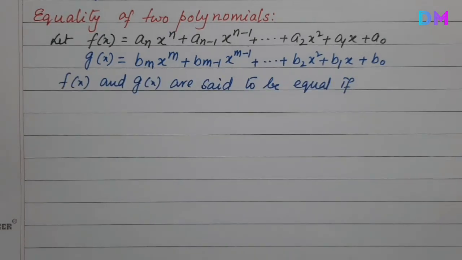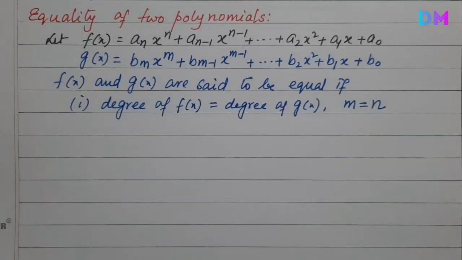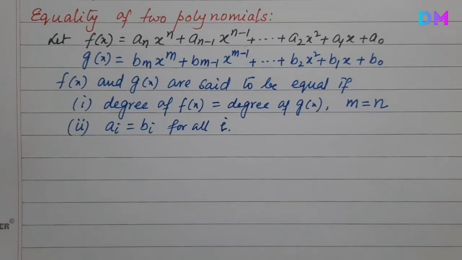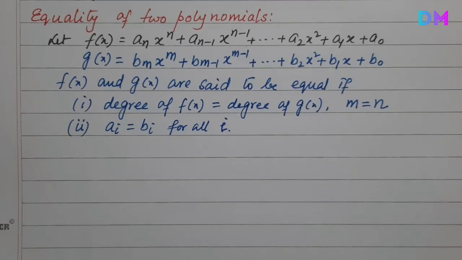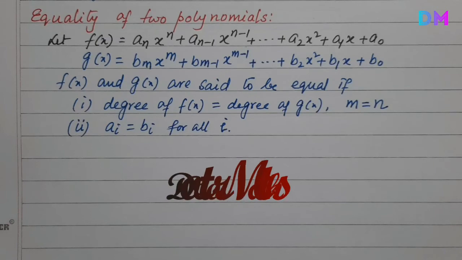Then f(x) and g(x) are said to be equal if, number 1, the degree of f(x) is equal to the degree of g(x), that is n equals m, and number 2, a_i and b_i are equal. Since here n is equal to m, b_m will be considered as b_n. Therefore a_0 equals b_0, a_1 equals b_1, a_2 equals b_2, and similarly a_n equals b_n.